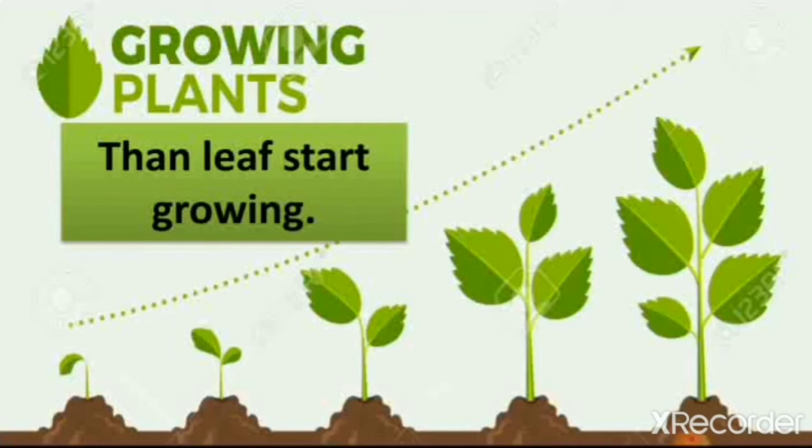As I told you yesterday, you can't grow a big tree directly. You grow a small little plant, then it becomes a big tree. So it is the growth of the plant. You can see the arrow going from down to up, that shows you the growth of the plant. So how leaves grow you can understand now.